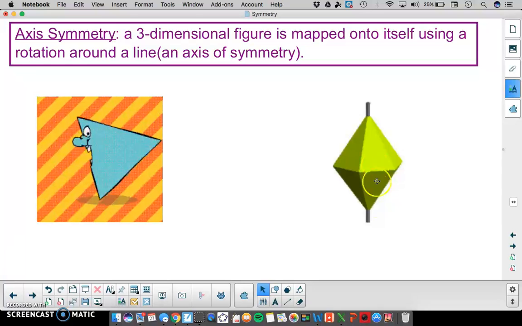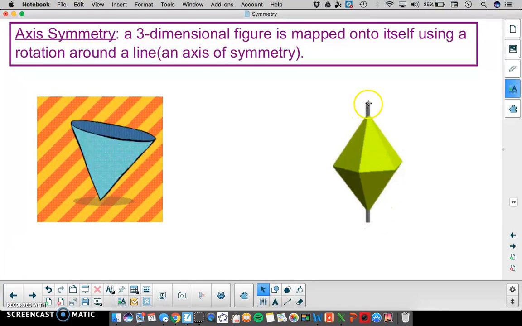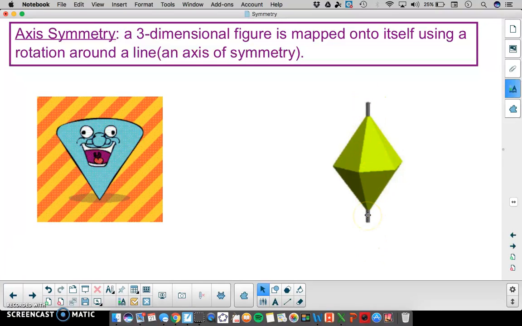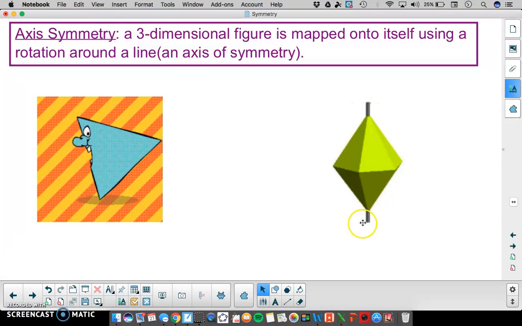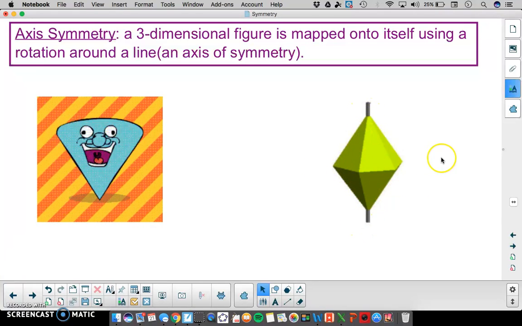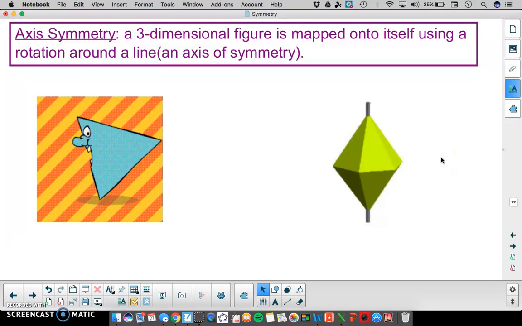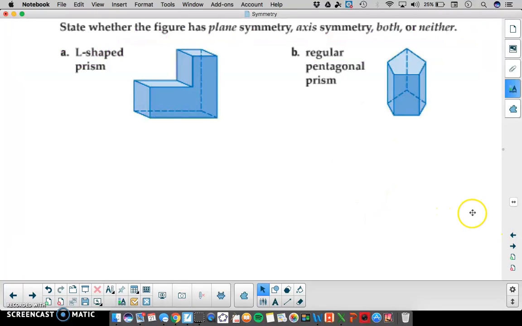It's the same with this polyhedron here. We kind of have a pole running through the top and bottom here, and then we could rotate that around that figure and it looks exactly the same as we rotated a certain amount of degrees. Next we're going to analyze a couple of shapes and see whether we have plane or axis symmetry, both or neither. So we have this L-shaped prism.